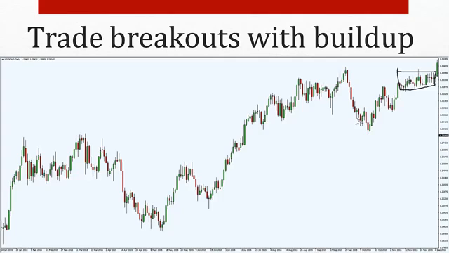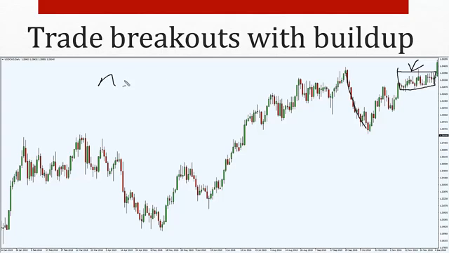You know that resistance is an area where there are potential sellers who will come in and push price lower. For example, over here, the sellers came in and pushed price lower. But in this example, price is consolidating at this area of resistance. Where are the sellers? Why aren't they pushing price lower? Think about this, my friend. The reason why the sellers are not pushing down the prices could be one of two things.